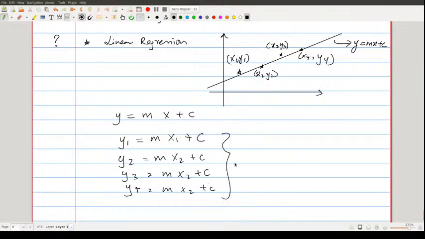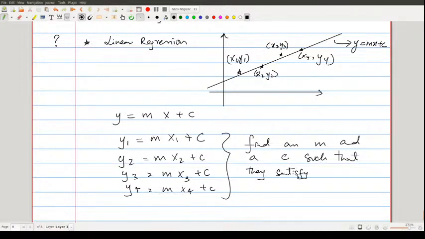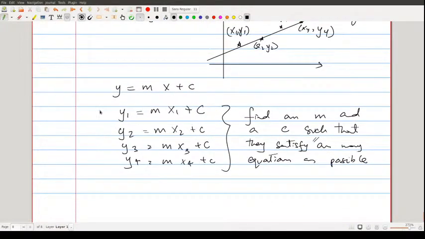So the idea is, we're not solving for x and y here. There are some points y1, y2, y3, x1, x2, x3, and x4. We're trying to find an m and a c such that they satisfy as many equations as possible, right? So if you think about it in terms of a system, this is just a system of equations. So how many unknowns does it have? There are two unknowns, and equations are equal to four.